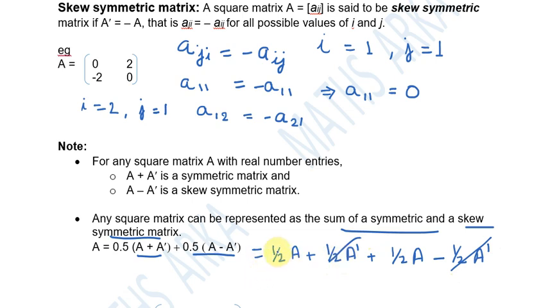So what do we get? We are left with half of A plus half of A, that is equal to A. So whatever be the value of A, if A is a matrix, then we can definitely represent it in the form of a sum of a symmetric and a skew symmetric matrix. Sometimes a matrix is given and you are asked to represent it as a sum of symmetric and skew symmetric matrix. So this is how you can easily show that.